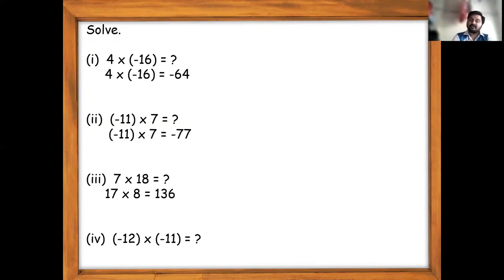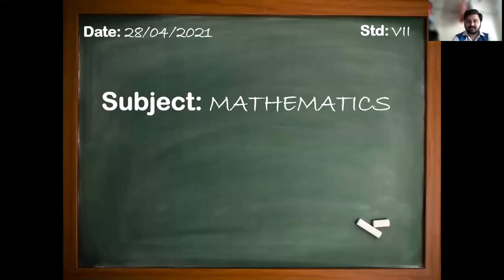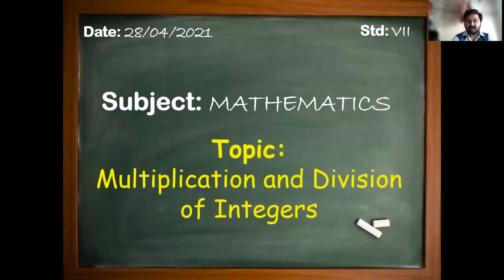Plus. Excellent. And why do you say so? Yes, very good. When we multiply a negative integer with a negative integer, we get a positive integer. And what is the answer? 132. Absolutely correct, students. So students, as you all are aware of how to solve sums based on multiplication of integers, in today's class, let us study how to divide integers in the chapter multiplication and division of integers.